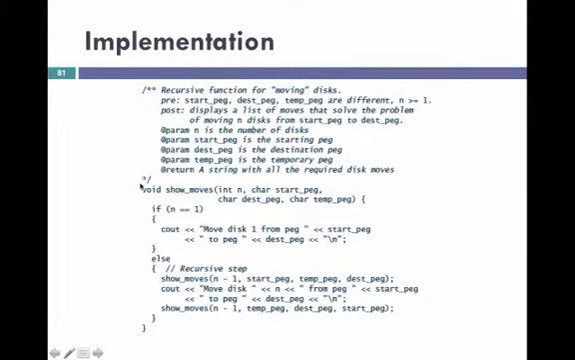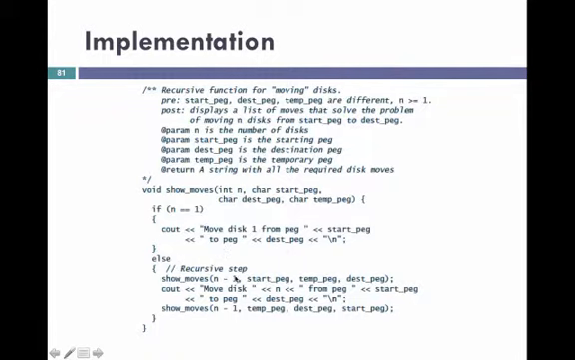Here's the recursive function in C++. So our showMoves function, the precondition is that we have to have three different pegs. The postcondition is the list of moves to solve the problem for the n disks. And we have an n parameter, the number of disks, the start peg, the destination peg, and the temporary peg. We return a string of all the required moves. And it's a surprisingly simple function. If n is equal to 1, then we move disk 1 from the start peg to the destination peg.